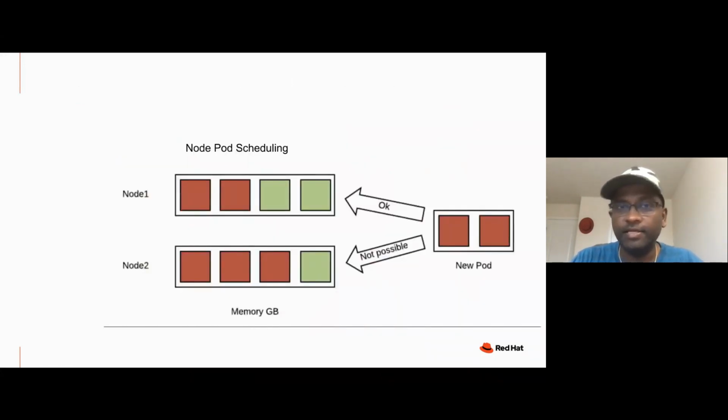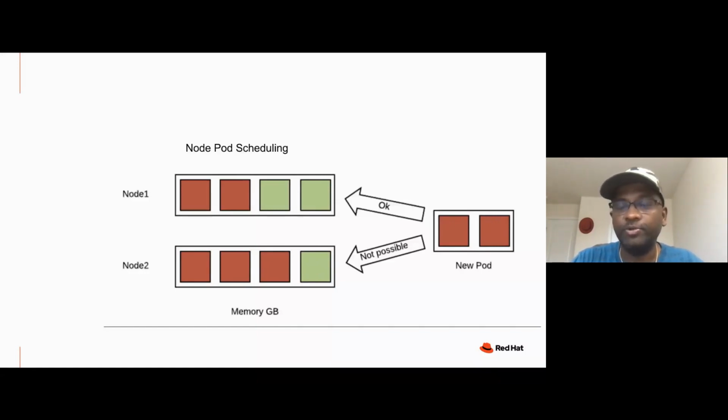And this is another thing, node pod scheduling. When a new pod gets scheduled on a node, you can see in this example, we have node 1. Node 1 has 2 containers already running, and it can run 2 more containers. And node 2 has 3 containers already running, and it can only run 1 container. If there is a new pod that has 2 containers that needs to be deployed, it cannot be deployed on node 2, which does not have enough resources. It needs to be deployed on node 1.